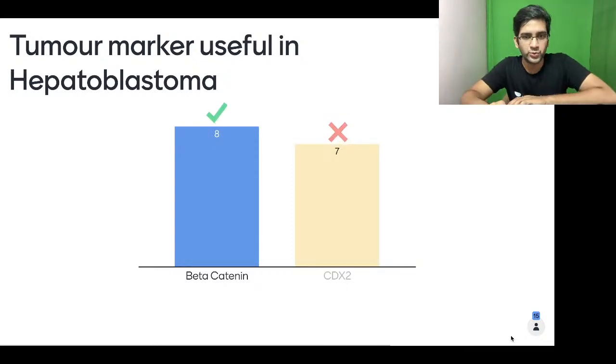I thought you would have gone with an elimination. CDX2 is a marker useful for intestinal adenocarcinomas. Beta-catenin is positive in case of hepatoblastomas. Beta-catenin can also be positive in case of hepatic adenomas and hepatocellular carcinomas as well, right? It's a fine marker which will be useful for diagnosing hepatoblastoma, which is a malignant lesion of the children, which happens in the liver. Fine. Okay, next.